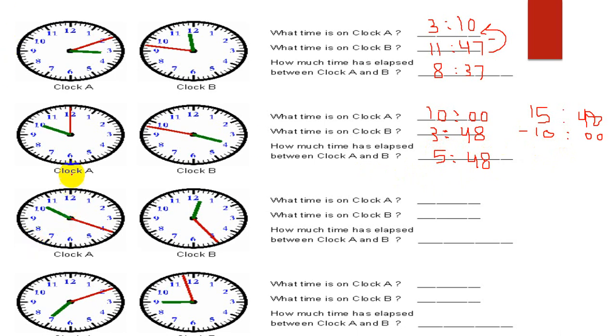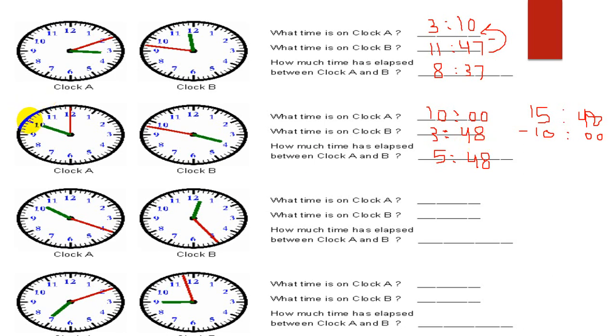Another solution, you can count from 10 to 12. From 10 to 12, how many? 2 hours. Yes, and from 12 to 3, 3 hours. 2 hours plus 3 hours means 5 hours. The long hand moves from 3 hours to what? 3:48. Yes, we say here 5 hours and 48 minutes.